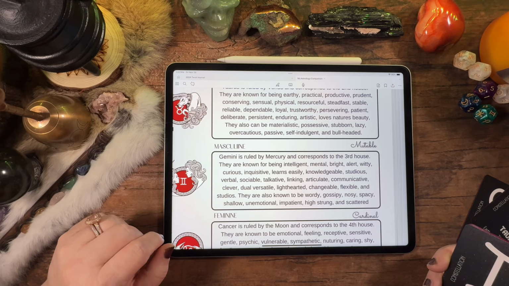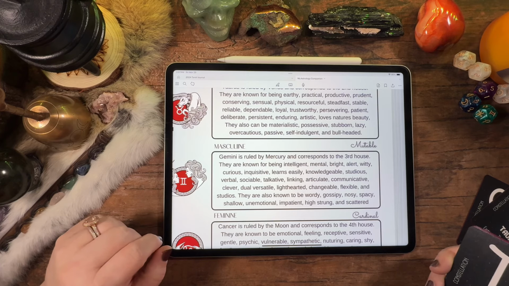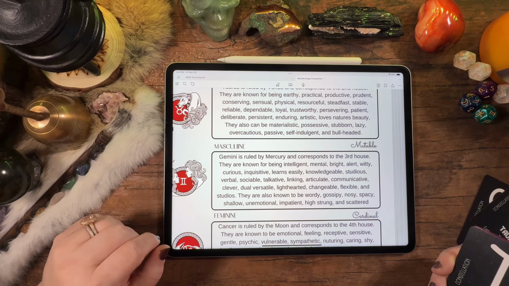They are known for being intelligent, mental, bright, alert, witty, curious, inquisitive, learns easily. They're knowledgeable, studious, verbal, sociable, talkative, linking, articulate, communicative, clever, dual, versatile, lighthearted, changeable, and flexible. They are also known to be wordy, gossipy, nosy, spacey, shallow, unemotional, impatient, high-strung, and scattered.